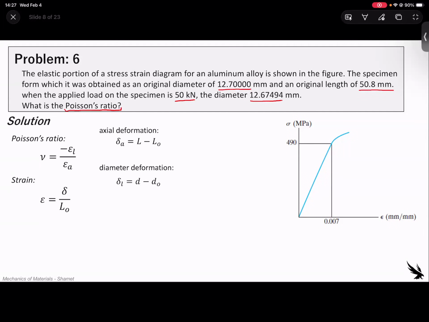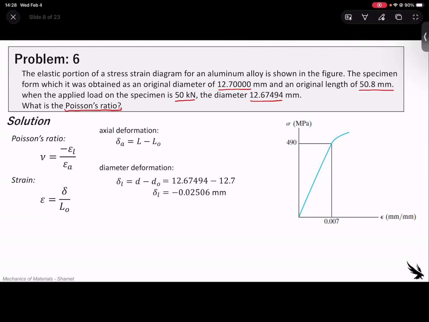And so we know the axial deformation is the new length minus the original length. And the diameter deformation would be the new diameter minus the original diameter. So the new diameter, the lateral deformation, we can find based off the information given to us. We're told that whenever the load of 50 kilonewtons is applied, the new diameter is 12.67494. So that means our lateral deformation is negative 0.02506.